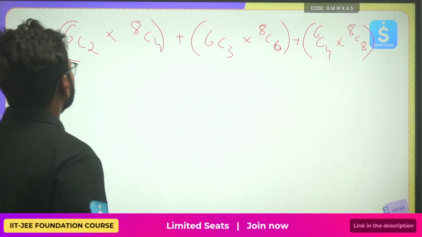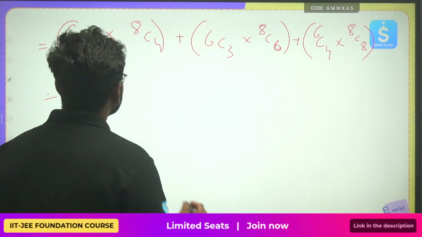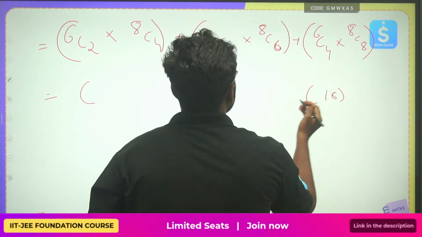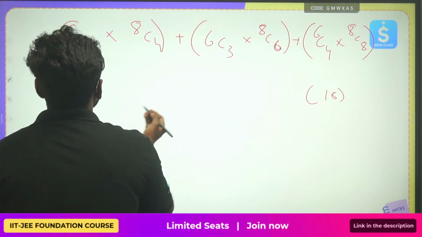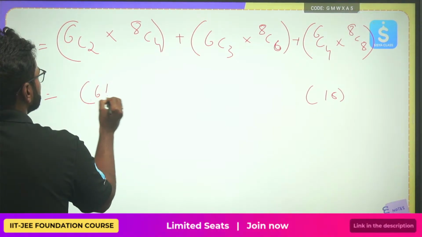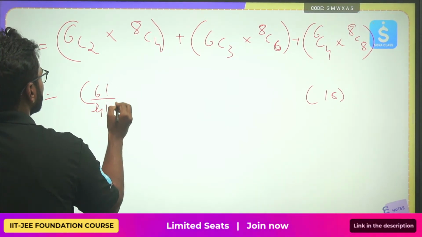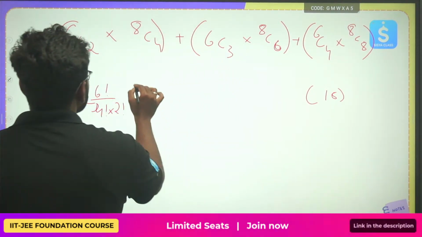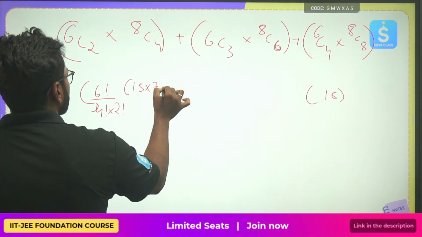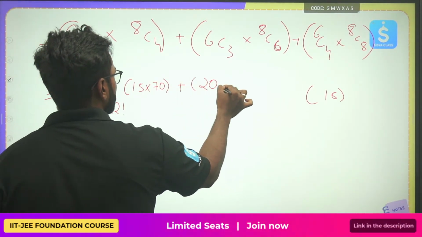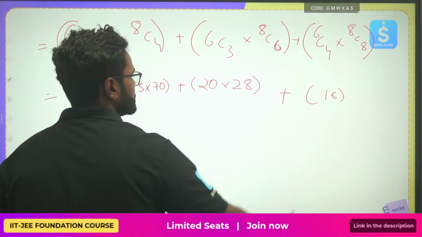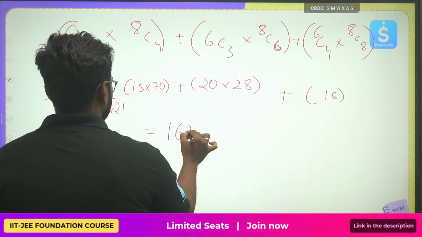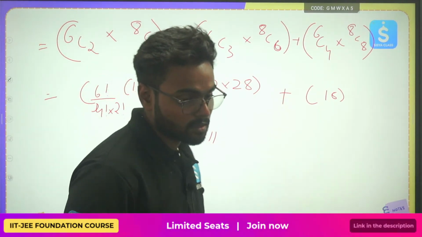So this should be, if I directly write the values, this would be like 15. If I calculate, how can you calculate this? 6 factorial upon 6 minus 2, 4 factorial into 2 factorial. You have to solve all of that. You can be getting the answer as 15 into 70 plus 20 into 28 plus 15, right? That should be 1625. This is the answer.